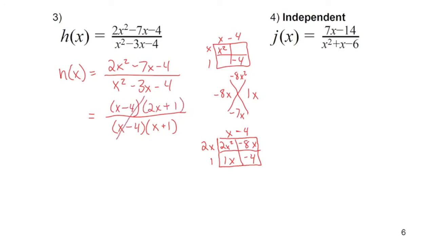I can cancel x minus 4 out. I'll simplify this to be 2x plus 1 over x plus 1. Now we need to work on the domain. So in this one, the domain couldn't be two numbers. It could not be -1 or +4. And I am looking right there. I'm looking at the values that could create zeros in my denominator.